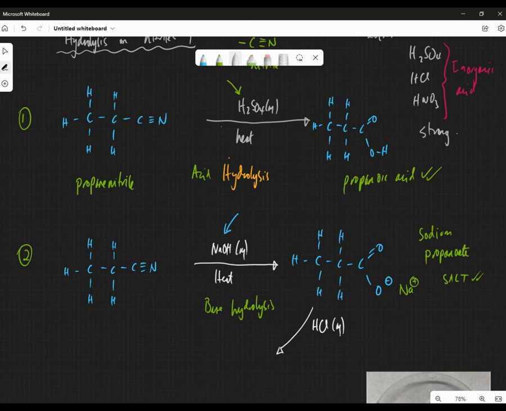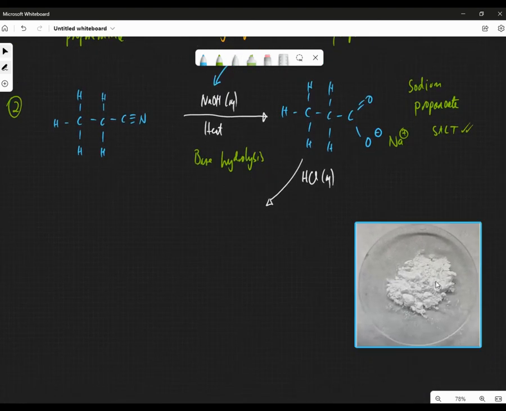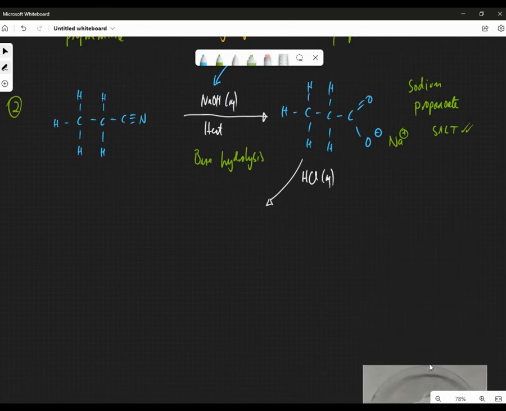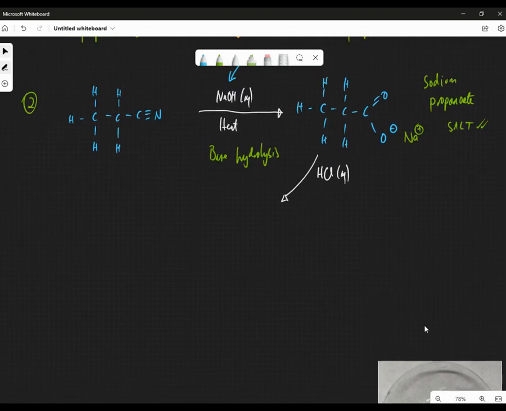What happens now is because propanoic acid is a weak acid, it will reprotonate. Okay, and protonate is to gain the proton because it's weak. So the proton pops on here and we get the acid back, and so we get my propanoic acid.